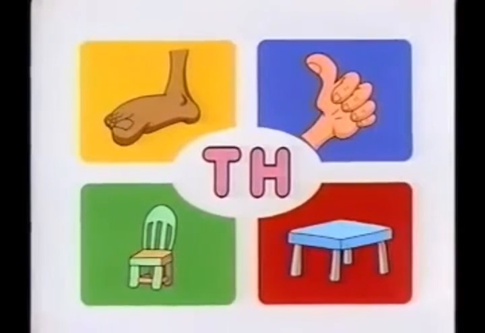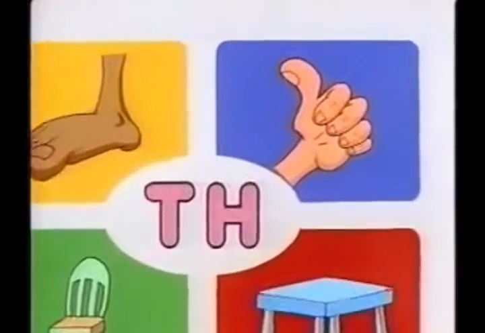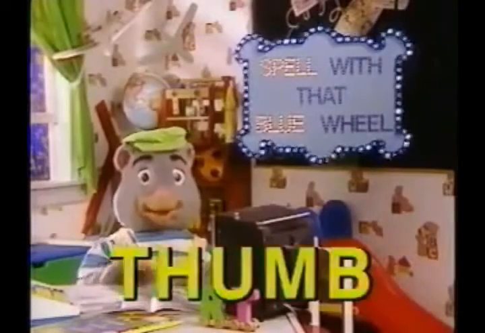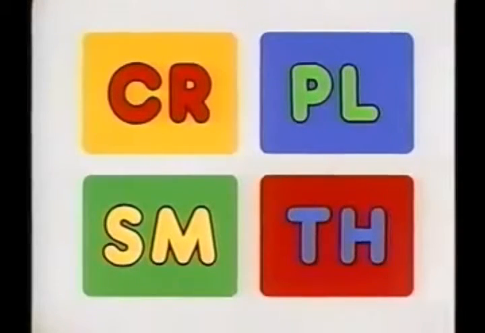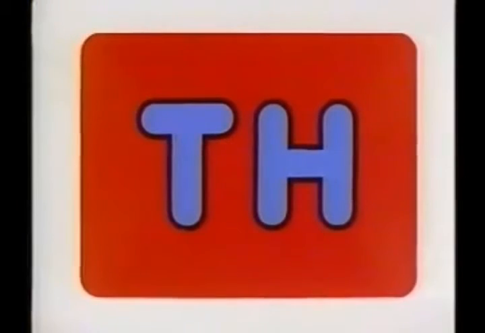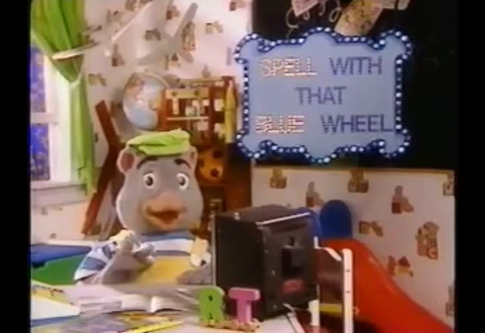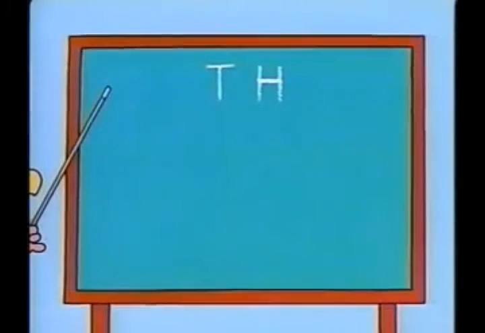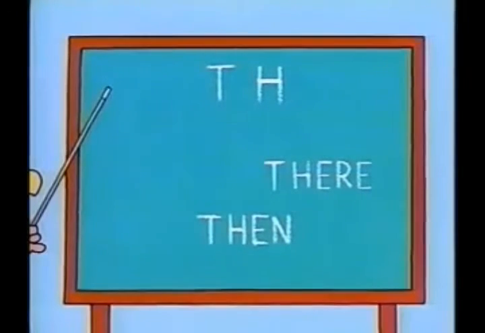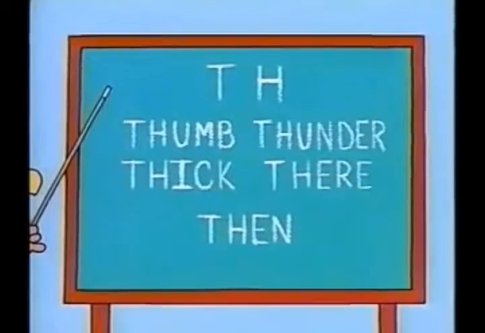Choose the one that starts with the sound. This word, thumb. T-H-U-M-B. Thumb. Pick the two consonants that combine to make the th sound in words like there and then. The letters T and H. The same two consonants as before. Because T and H combine to make both the sound in there and then, and the sound in thumb, thick, and thunder.